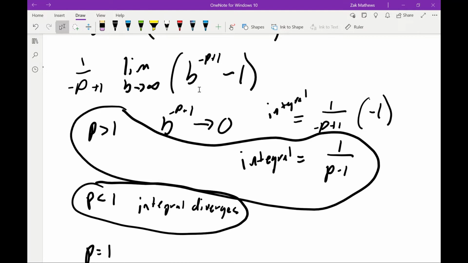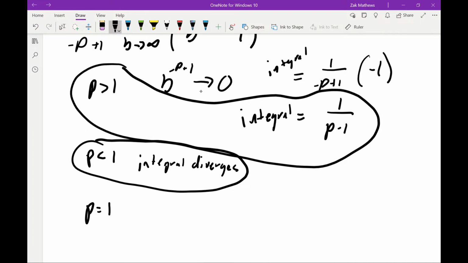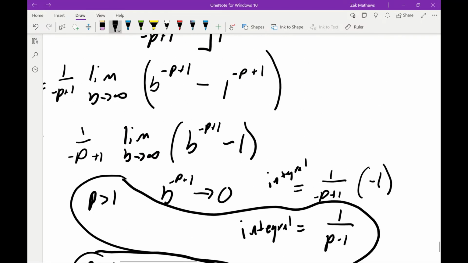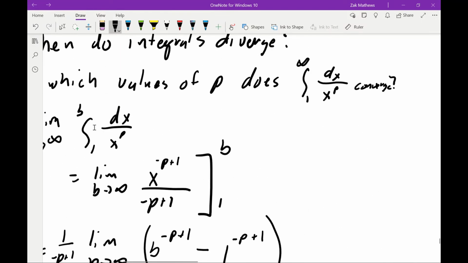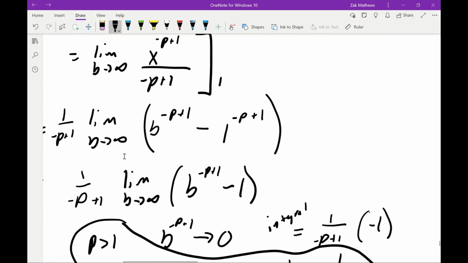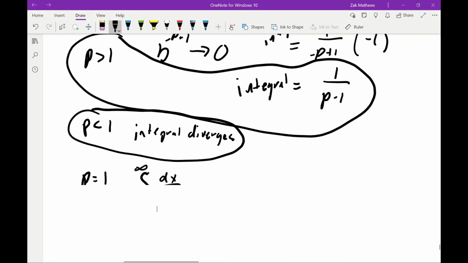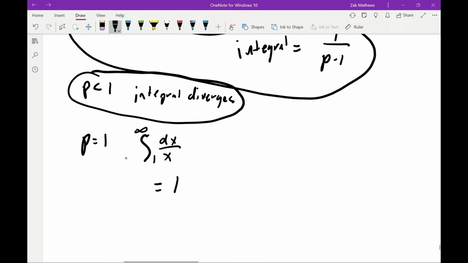If p is equal to 1, then we have the integral from 1 to infinity of dx over x, because remember what we're dealing with here is this integral right here. So we'd have the integral of dx over x, which we still need to be able to write as the improper integral. So let's say the limit as b goes to infinity, and we're taking the integral from 1 to b, dx over x.